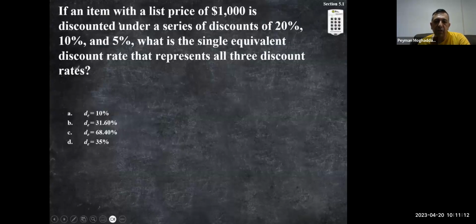If an item with a list price of $1,000 is discounted under a sales discount of 20%, 10%, and 5%, what is the single equivalent trade discount rate that represents all 3 discount rates? Okay, so that's the equivalent discount rate, right?